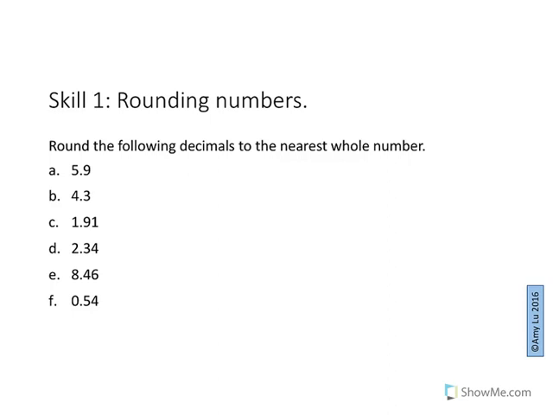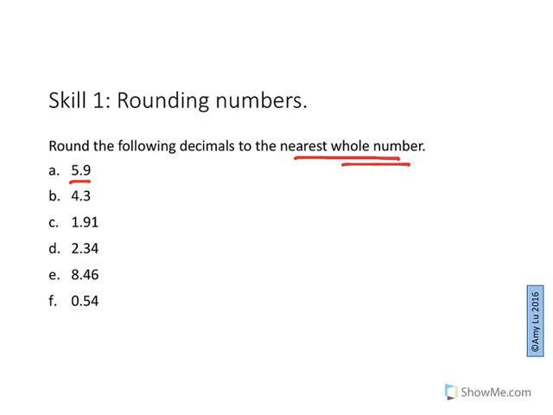So the instructions read, round the following decimals to the nearest whole number. And when I say to the nearest whole number, that means a number that has no decimals. So for example, in A, 5.9 is a decimal. So we want to round it to the nearest whole number, which means there's no decimal.